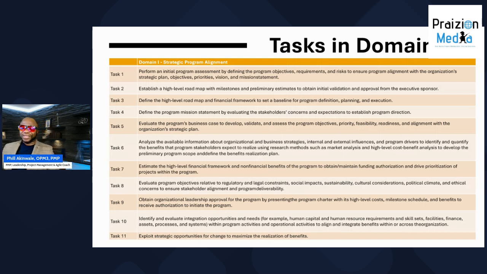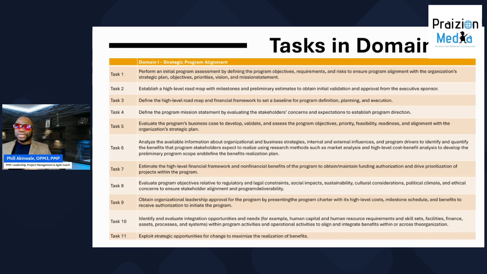Now, I'm not going to read these verbatim. Instead, I'm going to add more value to you by breaking it down into more pragmatic business language. So, task one is to perform an initial assessment of the program to understand what exactly it entails, the requirements, and the risks in order to align the program with the strategic objectives of the firm. Concepts here will include vision and mission statements.